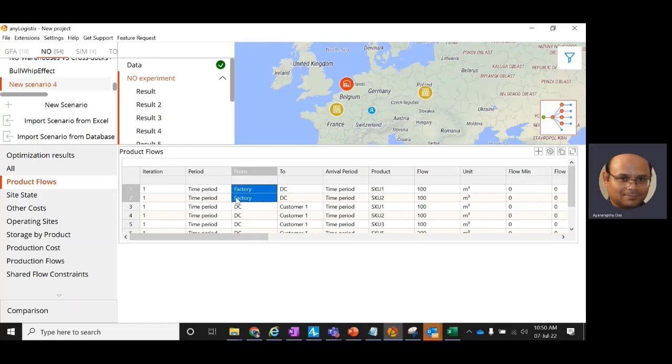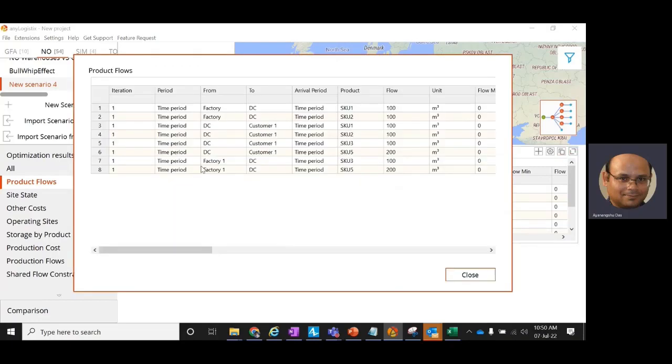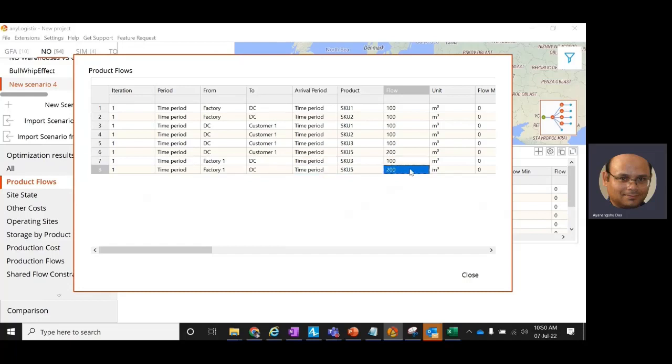So here we see the factory to DC flows, as we have seen earlier, SKU1 and SKU2, and then we'll be able to see that factory 1 is sending SKU3 and SKU5. This is a suggestion from the optimizer saying that it is more profitable to send SKU3 and 5 in quantities of 100 and 200 instead of sending SKU3, 4, and 5 each of 100 units.